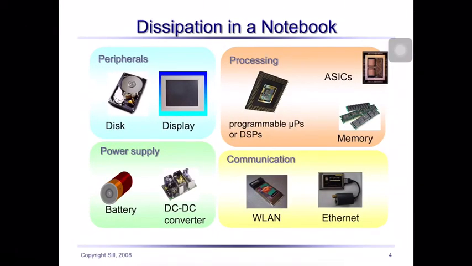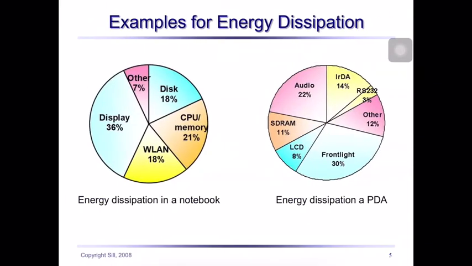So what about power dissipation in your laptops or notebooks? The devices that cause a lot of consumption of power is in the processing. For example, the digital signal processors, the memories, the dedicated chips for communication, the WLAN and the Ethernet, the peripherals, the disk, and the display also all consume power. Okay, so what are the examples for energy dissipation?